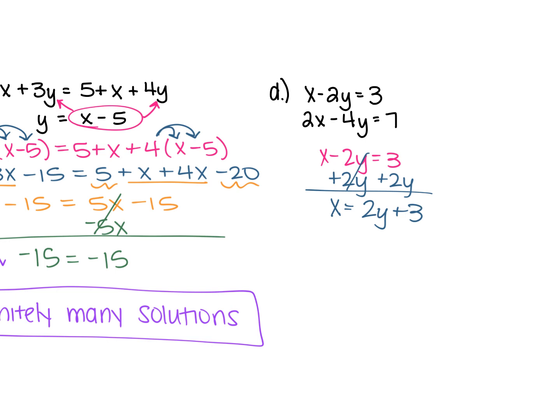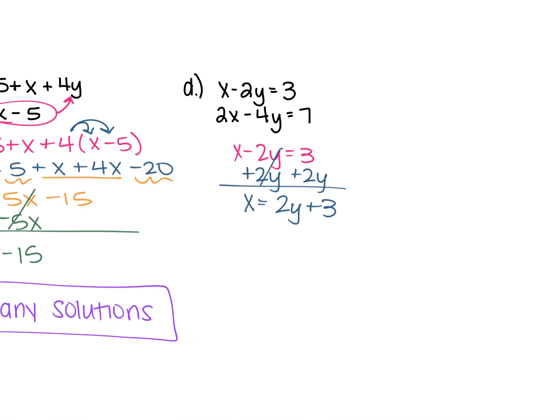Now that I have what x is equal to, I'm going to take that 2y plus 3 and plug it into the x in the second equation. So that's going to give us 2 times 2y plus 3 minus 4y is equal to 7. Distribute your 2 into the 2y plus 3. That leaves you with 4y plus 6 minus 4y is equal to 7.